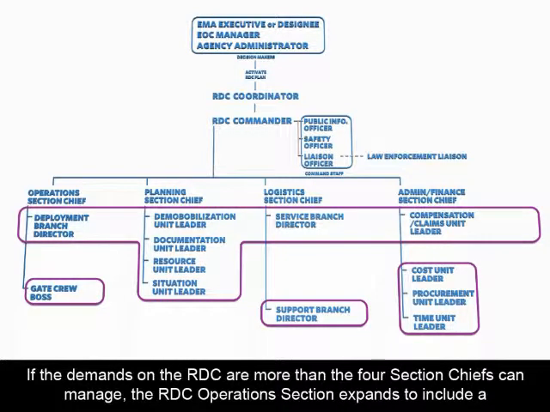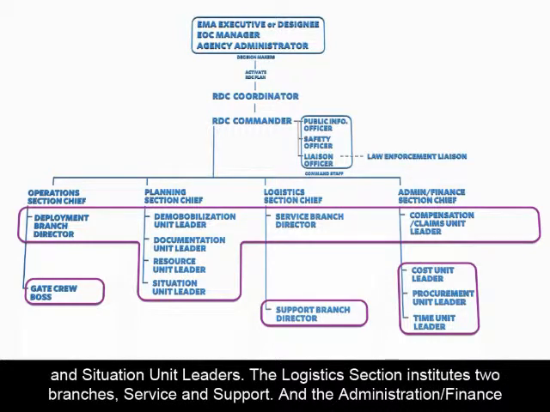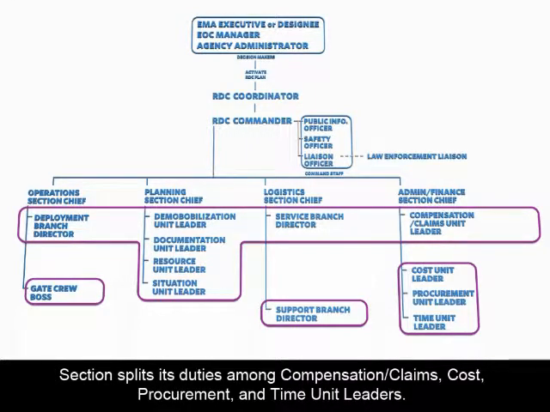RDC operations section expands to include a deployment branch director and a gate crew boss. The planning section gains demobilization, documentation, resource, and situation unit leaders. The logistics section institutes 2 branches, service and support, and the administration finance section splits its duties among compensation and claims, cost, procurement, and time unit leaders.